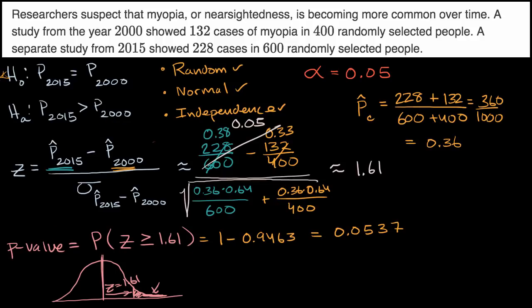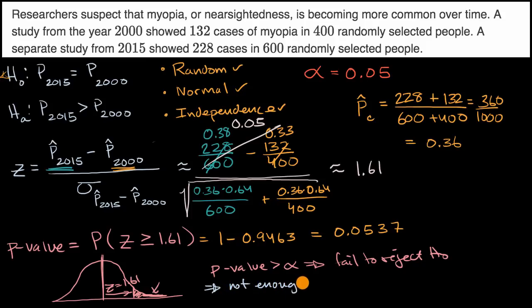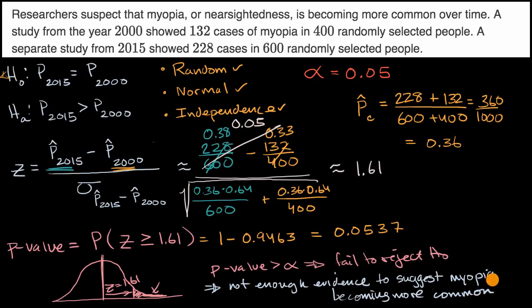So here, because our p-value is greater than our significance level, even though it's by a very small amount, we fail to reject our null hypothesis. And another way to think about it in terms of the context of the question, we can say that there is not enough evidence to suggest that myopia is becoming more common over time. And we're done.